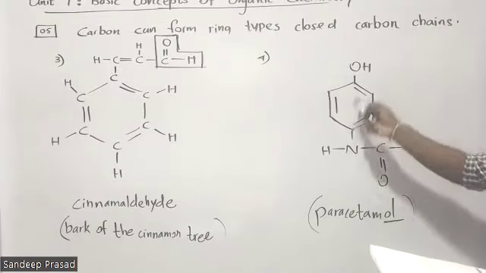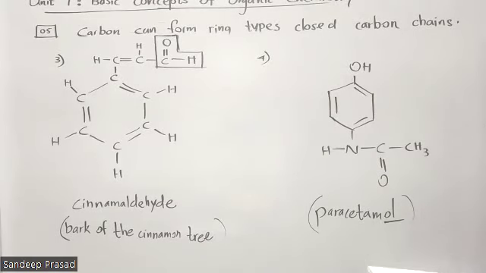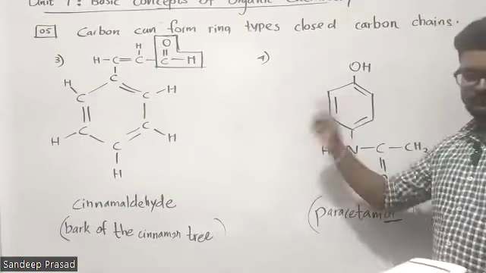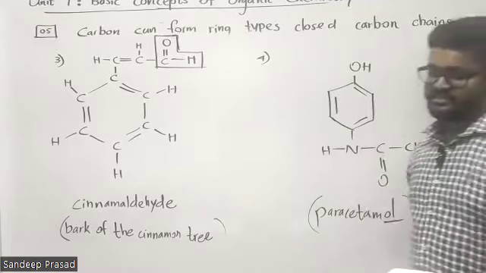Right. So these are actually examples for ring types of molecules. Quickly come to this. So no need to remember these things. Don't try to memorize these things.